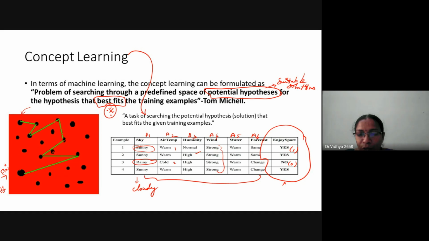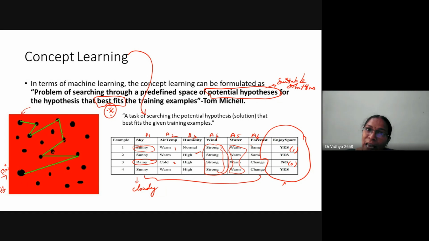Here all four examples have strong wind only. Similarly for water, it is warm, or sometimes if it is too rainy, obviously the water condition would be cold. Similarly, forecast is the future prediction, whether the rain will come by 3 o'clock, or whether the rain will come by 6 o'clock.